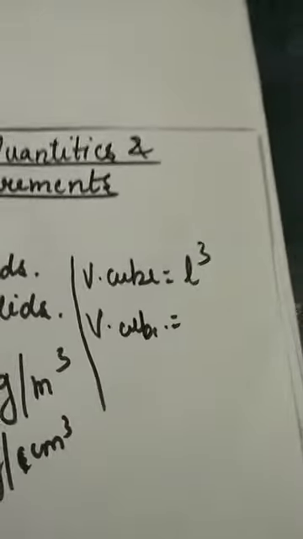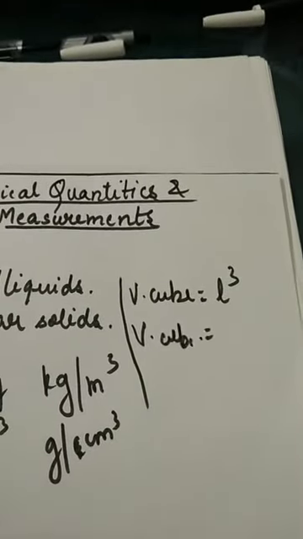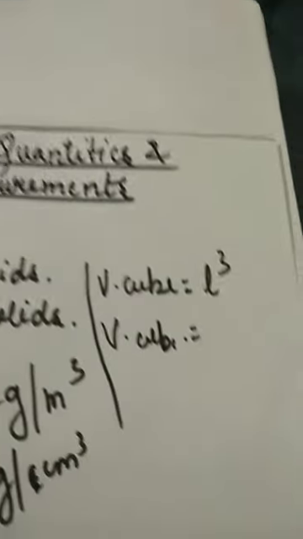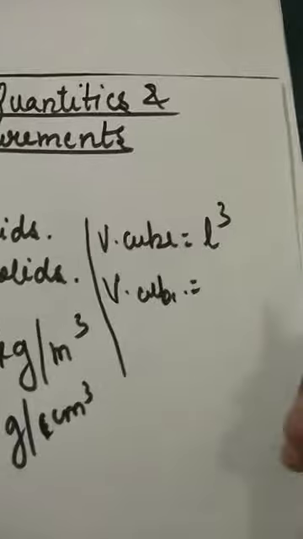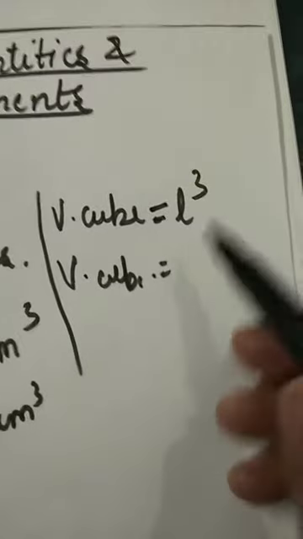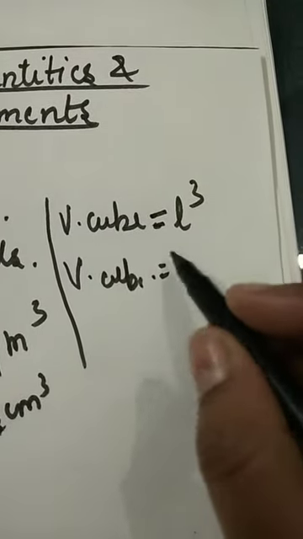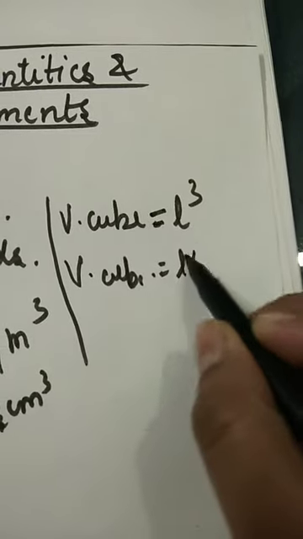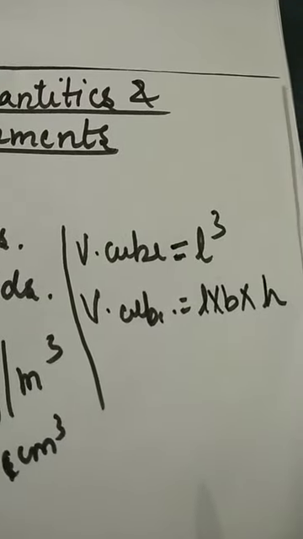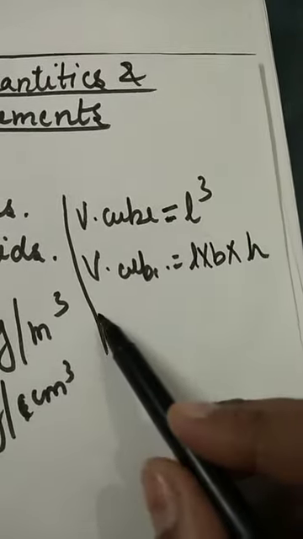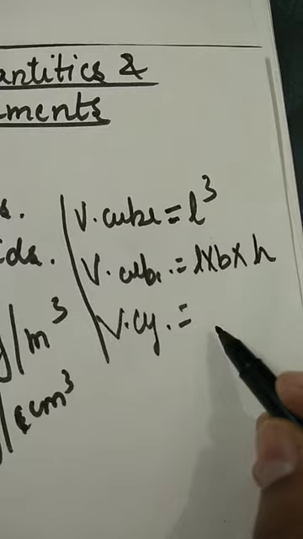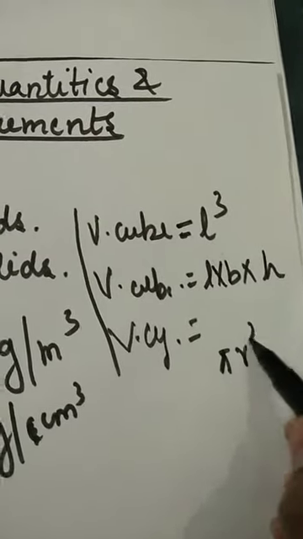The volume of a cuboid: in a cuboid, length and breadth are in different measurements. So the volume of a cuboid will be L into B into H. In the same way, the volume of a cylinder will be pi r square H.